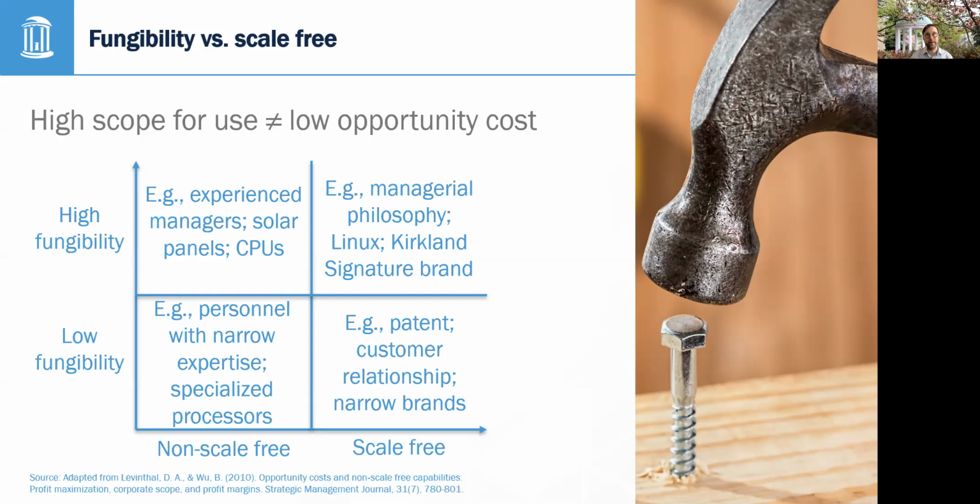Other things that might be scale-free, which again means no opportunity cost, could include a managerial philosophy. So large companies, especially tech companies, like to talk about how they have strong cultures and ways of doing things that are valuable. There's no limit on how big a culture can grow. Whole countries and sometimes even continents have cultural aspects that are shared across them. So culture is scale-free. There's no opportunity cost in applying it.